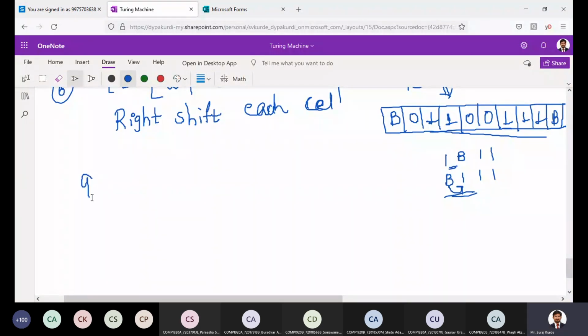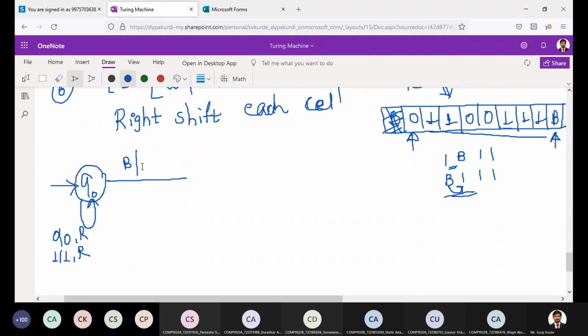Let me draw the diagram. First, where are we going to start? On the leftmost cell. We are starting on the leftmost cell and we have to find this blank. It is on the right side, so move to the right side. In between, you may read 0 and 1. Keep them as they are. Go to the right. 1 replace with 1. Go to the right. When you read blank, keep blank as it is. Go to the left.